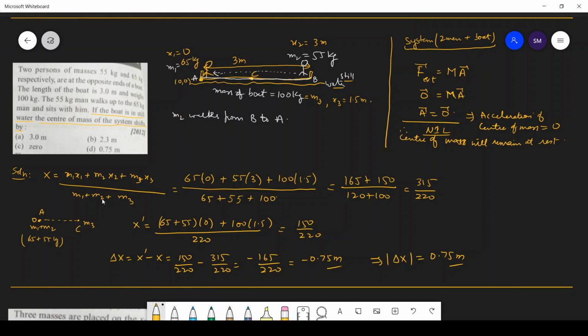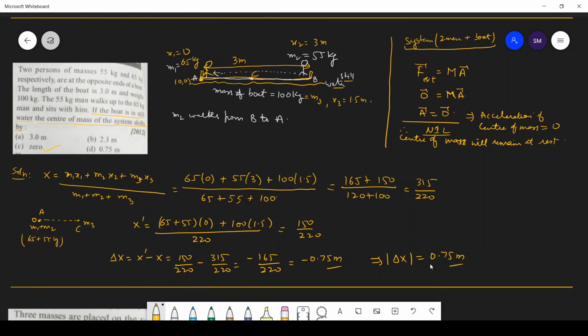So what is the correct option? What do you think? You have one option 0 also. So what's the correct answer? Is it 0.75 or is it 0? So 0. All of you were saying 0.75 and now all of you are saying 0. So students, 0 is the correct answer of this question.